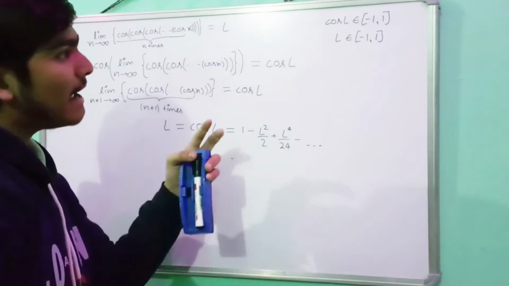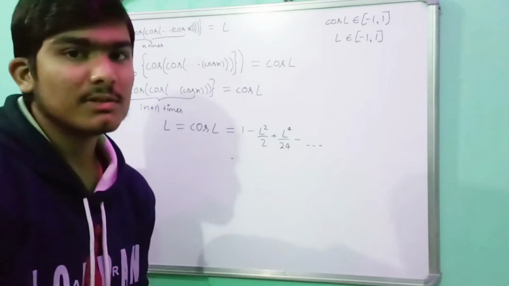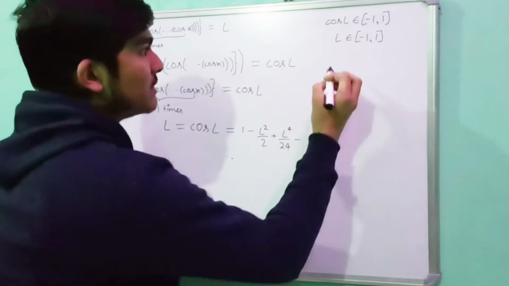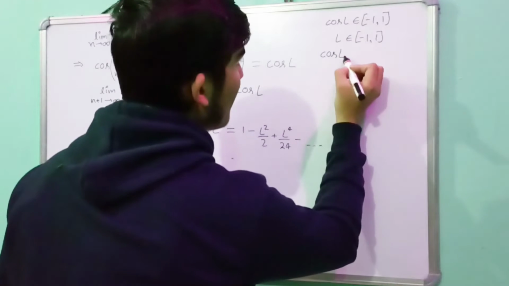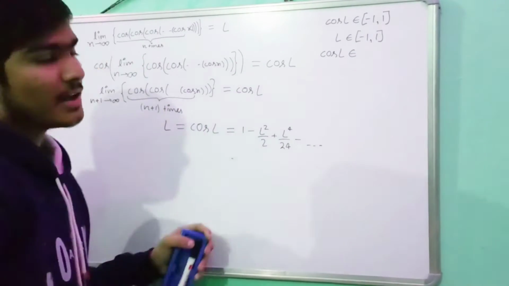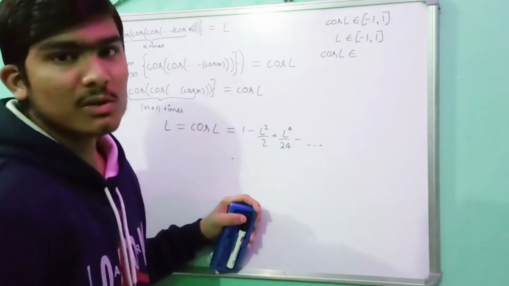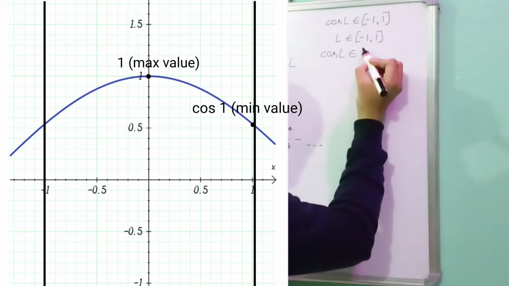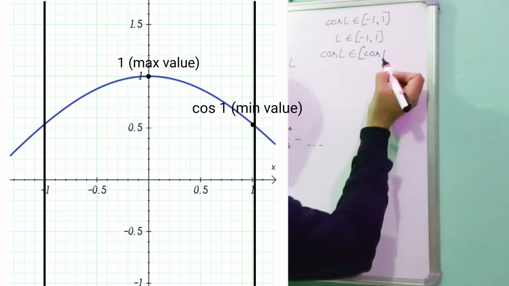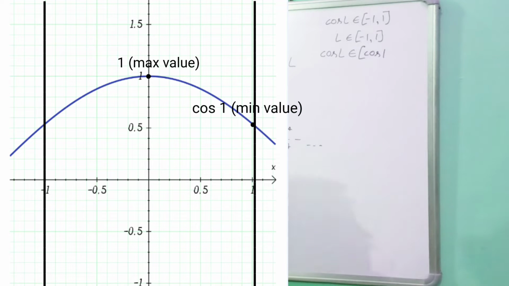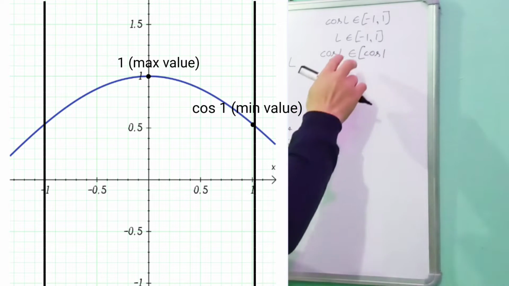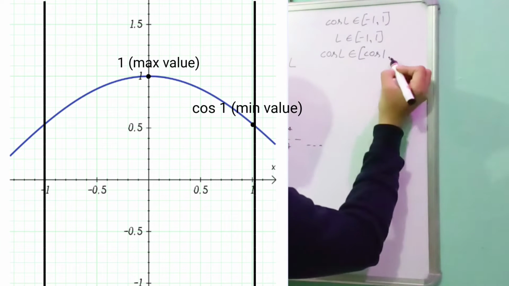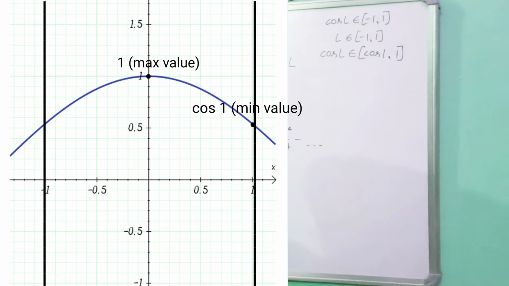Now we have observed that L will be definitely between -1 to 1. So what if I take the cos L again? So cos L, if L lies between -1 to 1, the least value of cos L will be cos 1. Okay, the least value of cos L will be cos 1 if L lies between -1 to 1. And the largest value will be 1 when L equals 0.